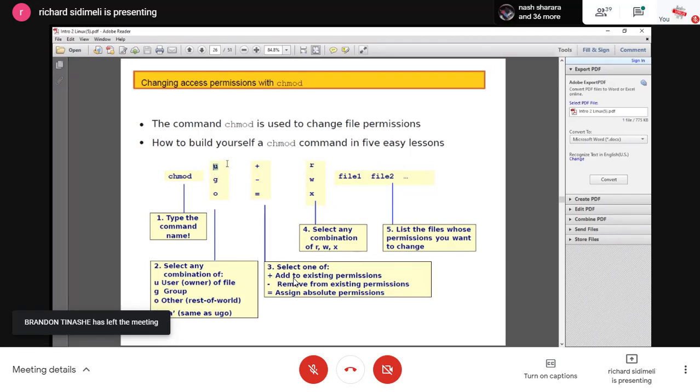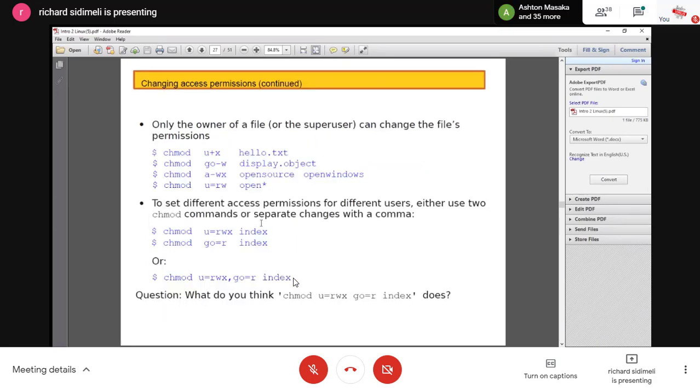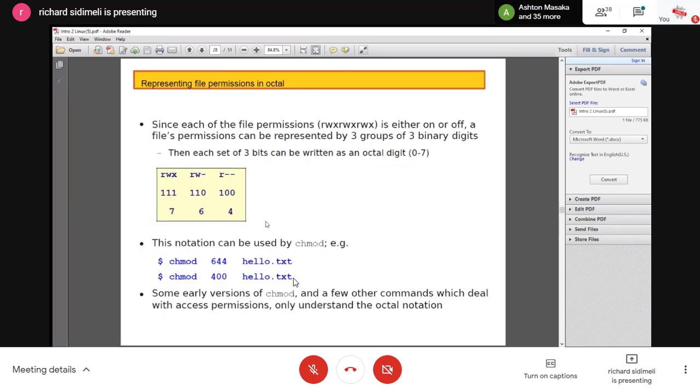And that is represented by a U. The group is represented by a G. The others is represented by an O. If we're adding a permission, we put a plus. If we're removing a permission, we put a minus, and so on. But I don't think I like this long format. I like the second format where we use numbers.